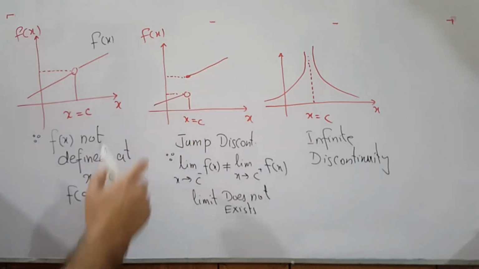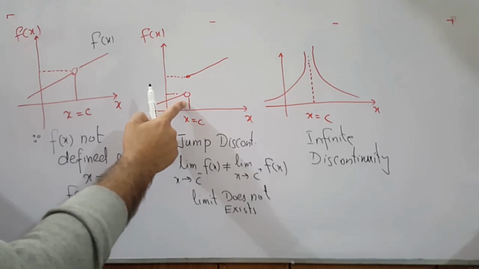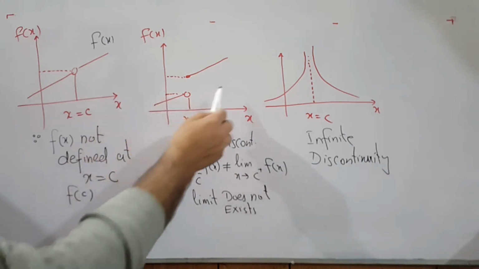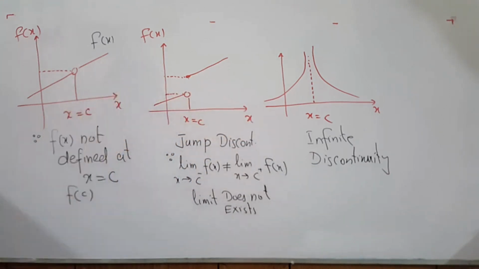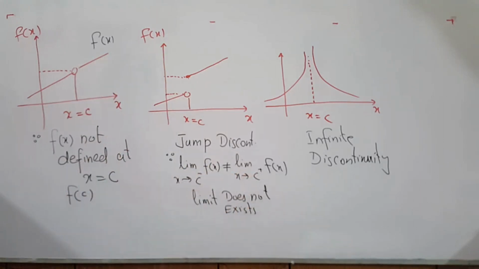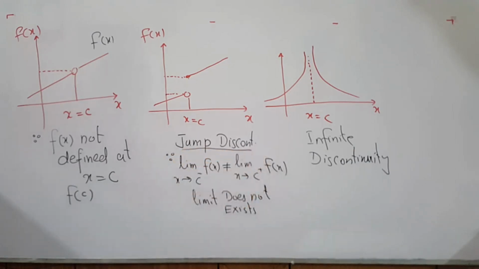Another is if the graph is described in this format. You can see that as x approaches c, from the left side the value is this one, and from the right side the value is this one. They're not the same, which means the left-hand and right-hand limits are not the same, so the limit does not exist. If that is the case, this is called jump discontinuity.